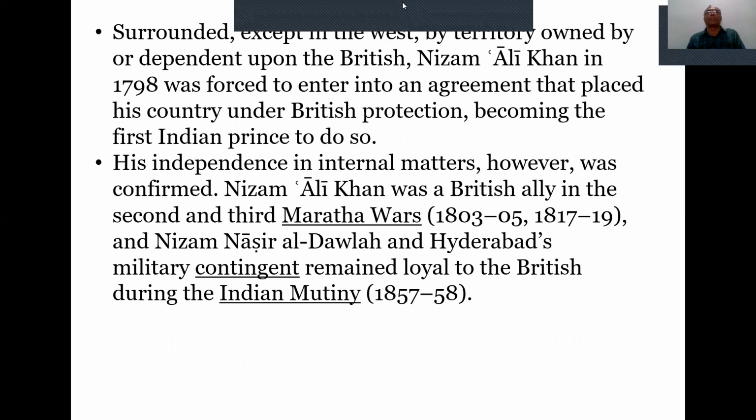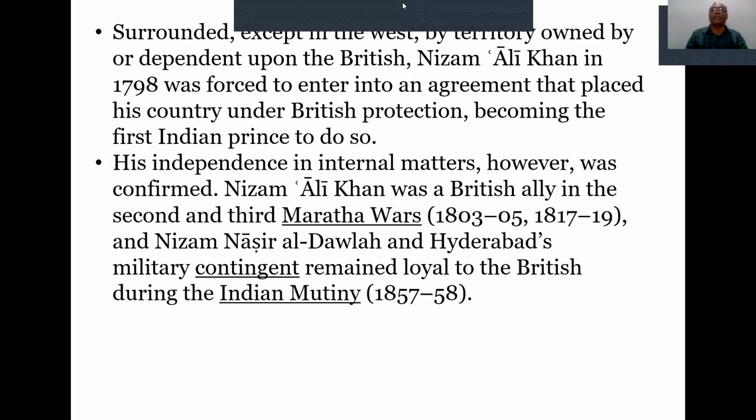Surrounded, except in the west, by territory owned by or dependent upon the British, Nizam Ali Khan in 1798 was forced to enter into an agreement that placed his country under British protection, becoming the first Indian prince to do so. So Hyderabad turns out to be the first princely state.